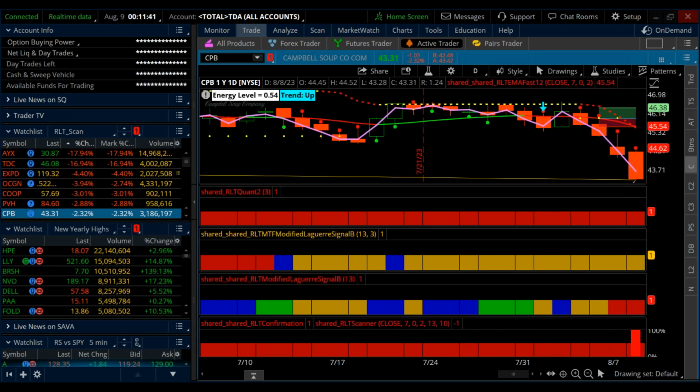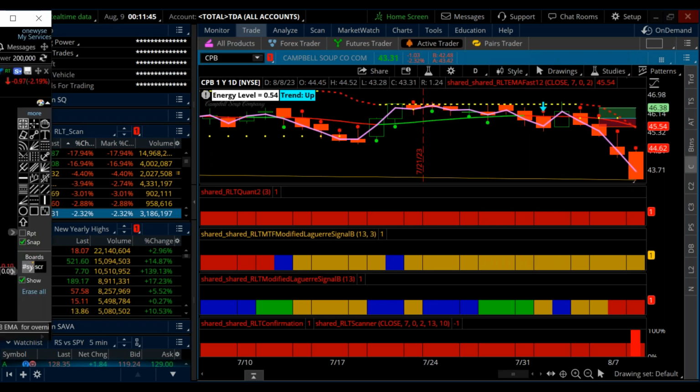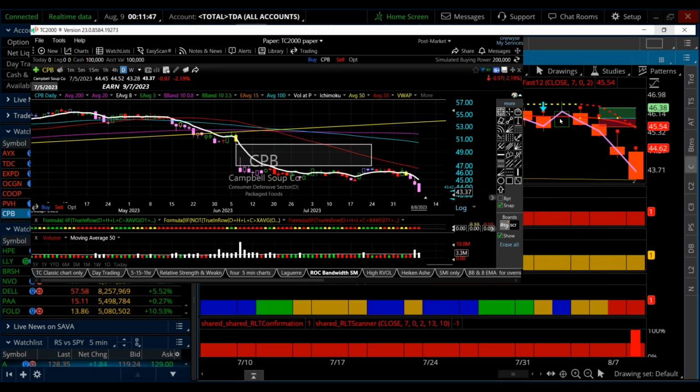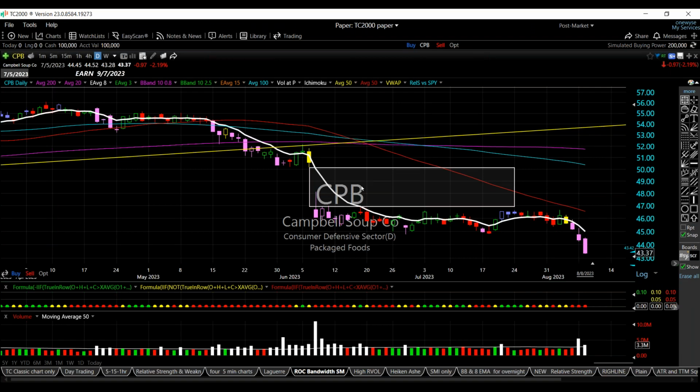Let me take a look at the TC2000 and see what I see here. All right, so here's Campbell Soup. Obviously you can tell with your eyes how we're going here. This is gap down, it's been moving sideways, it's rolling over. So this is definitely an interesting one for short. And it's in the consumer defensive sector, which has been very weak this week. So I would definitely be interested in Campbell Soup.